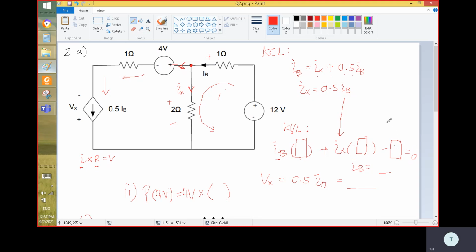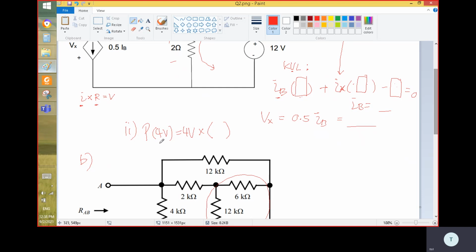Then by doing this, if you replace the IX with 0.5 IB in this equation, you see all the IB, and then you can get IB equal to something. By doing that, you also know that Vx is equal to 0.5 IB here, and then you can find the Vx.